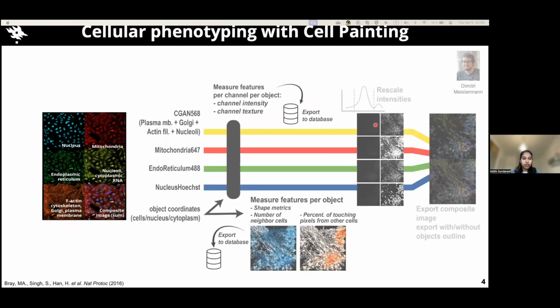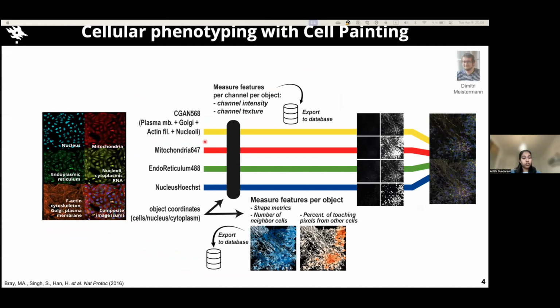What I mean by that is, for all of the different channels, which correspond to the cellular compartments, we can extract features, things like the intensity of a channel, the texture, which is how the intensity varies over the image, but also we segment the individual cells in the images, and then we can assess the shape, the size, the density, and so on. And so this leads to really high content data, which can also be obtained in high throughput and is quite cost effective.